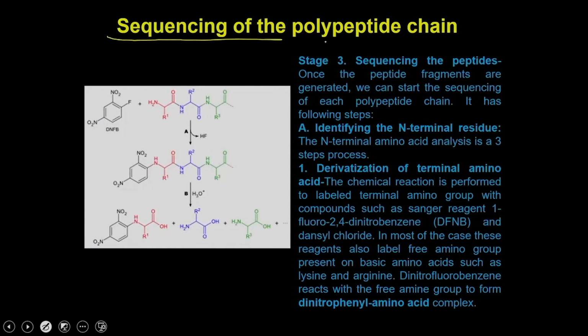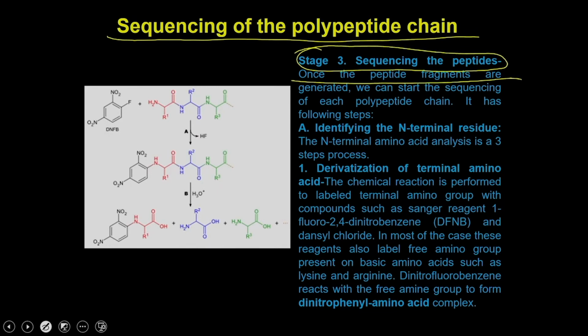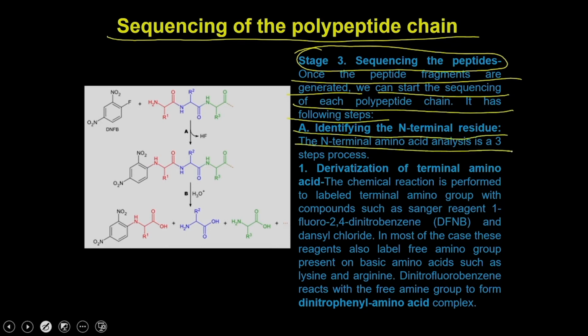Then you have to do a sequencing of the polypeptide chain. So, in stage 3 you are going to do a sequencing of the polypeptide. Once the peptide fragments are generated, we can start the sequencing of each polypeptide chain. It has the following steps. Number A, you identify the N-terminal residue. The N-terminal residue analysis is a 3-step process. Number 1, you do a derivatization of the N-terminal amino acid.